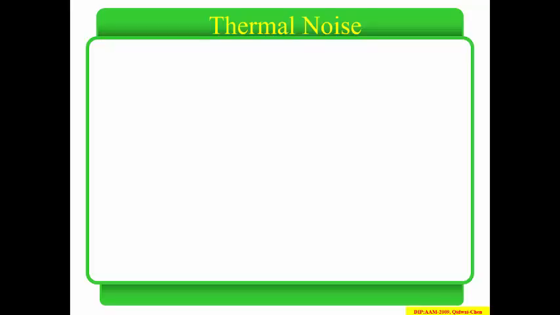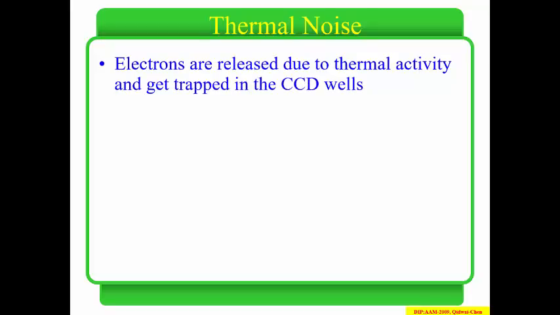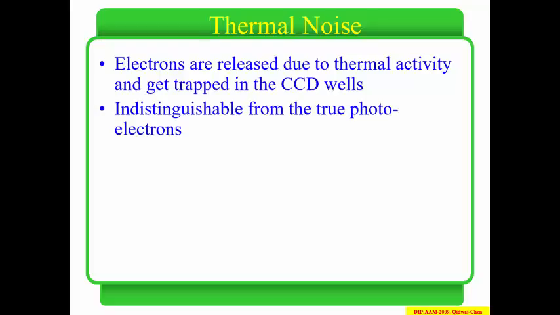Actually, this can be considered as noise. It does not represent the image that I want to capture. It comes from another source. We say that electrons are released due to thermal activity, indistinguishable from the true photoelectrons. These electrons, together with the photoelectrons, constitute the total current that I have.